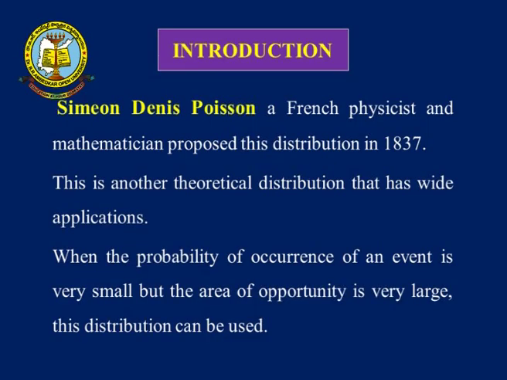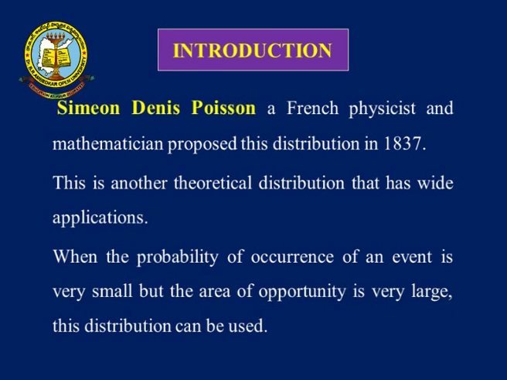We are going to discuss the introduction of Poisson distribution. Earlier we discussed binomial and Bernoulli distributions. These come under discrete type of distributions. Now, who introduced this particular Poisson distribution? A famous French mathematician, Simon Denis Poisson, introduced and proposed this distribution in the year 1837.